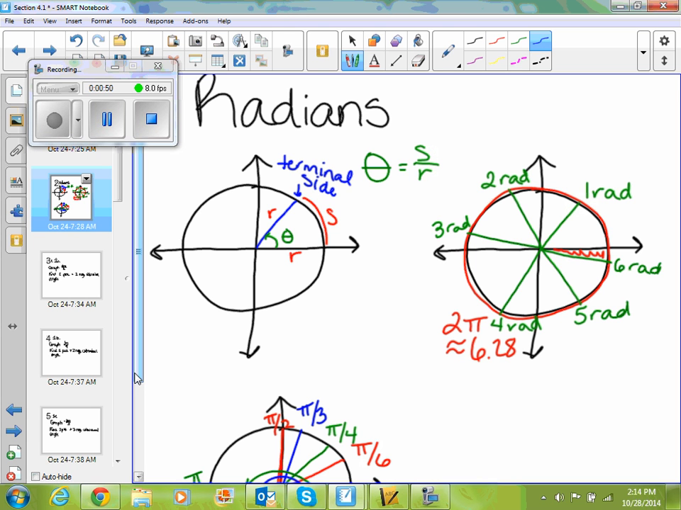Okay, and we always work from our circle in a counterclockwise motion. So we always start right here on our x-axis, and then we go counterclockwise and we stop at what's called our terminal side. Whatever our angle measure is, we stop at our terminal side, and we call that angle theta. S is our arc length and R is our radius. Then we'll look at some common ones in just a minute.